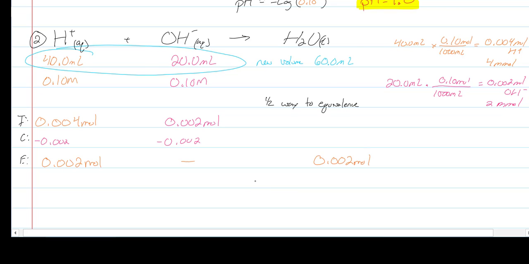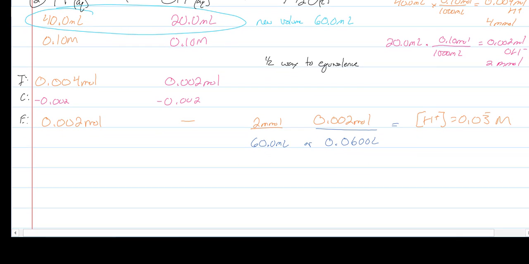I have 60 milliliters, or 0.0600 liters. So that means my concentration of H plus is 0.03 repeating molar. I could have used 2 millimoles over 60 milliliters too. Either way works. The pH is negative log of H plus. pH is negative log of 0.03 repeating, which is 1.48 or 1.5, and that would be halfway.